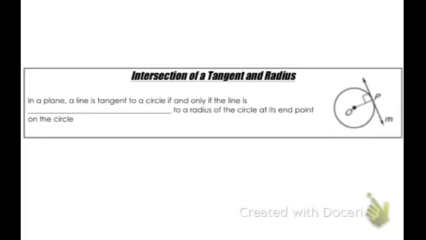Intersection of a tangent and radius. In a plane, a line is tangent to a circle if and only if the line is perpendicular to a radius of the circle at its endpoint. So you can see that we have a tangent line on the outside and that intersects the radius OP on the inside of the circle, and where they intersect they form a right angle. So we can say that the line MP is tangent because it intersects the circle at a right angle.